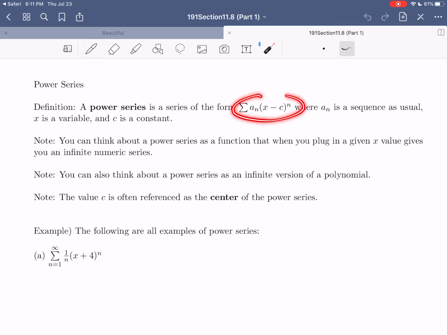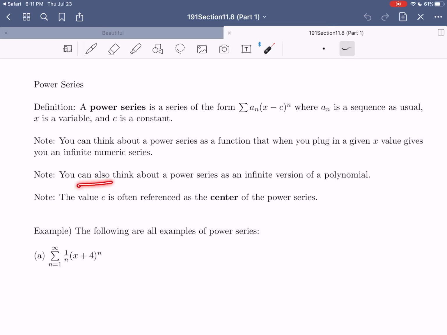So if you look at this definition, if you choose an x value and you plug in that x value, then what you're going to get is a sub n times whatever you choose for x minus c raised to the nth power. And everything in here, once you pick a value for x, is going to just be numeric, and then you'll have an infinite series of those numeric values. So in other words, you can think about a power series as something that when you choose an x value, it's sort of like a function, except its output is an infinite numeric series.